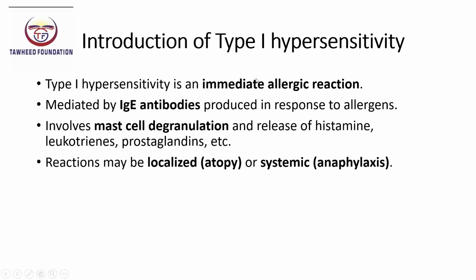Next is this introduction to type 1 hypersensitivity. So type 1 hypersensitivity is an immediate allergic reaction that occurs when the immune system responds inappropriately to harmless antigens called allergens. These reactions are mediated by IgE antibodies, which are produced specifically against the allergens. The IgE binds to mast cells and basophils, causing them to release chemical mediators like histamine, leukotrienes, and prostaglandins.